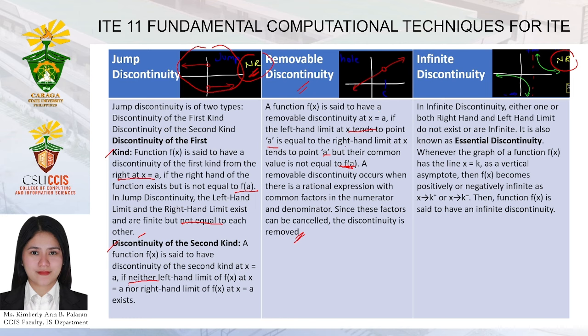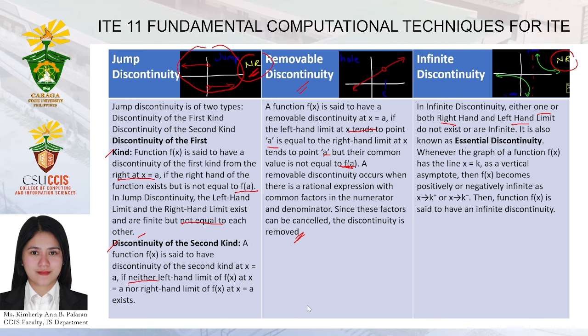Now, infinite discontinuity. For infinite discontinuity, either one or both of the right-hand and left-hand limits do not exist or are infinite. It is also known as essential discontinuity. Whenever the graph of a function f of x has the line x equal to k as a vertical asymptote, then f of x becomes positively or negatively infinite as x approaches from the right or from the left. Then the function f of x is said to have an infinite discontinuity.